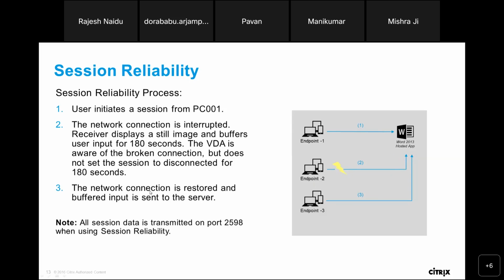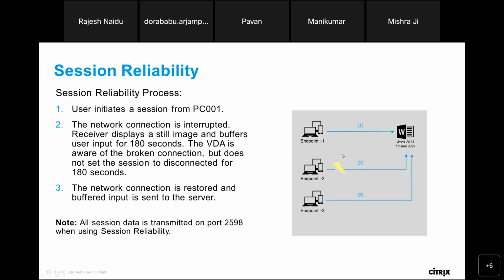Then the network connection is restored and the buffered input is sent to the server. The user will be continuously working on an application, for example Microsoft Word, Excel, PowerPoint. Whatever inputs the user made, if the network is restored within 180 seconds, the session will be reconnected and the buffered input will be sent to the server. So this is called session reliability.